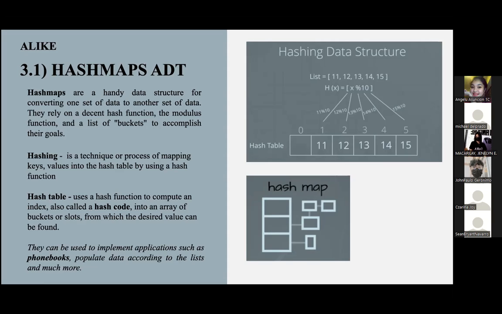So yung hash table po, ito po yung data stored in an array format where each data value has its own unique index value. Access of data becomes very fast if we know the index of the desired data. They can be used to implement applications such as phone books, populating data according to the list, and much more. Next.